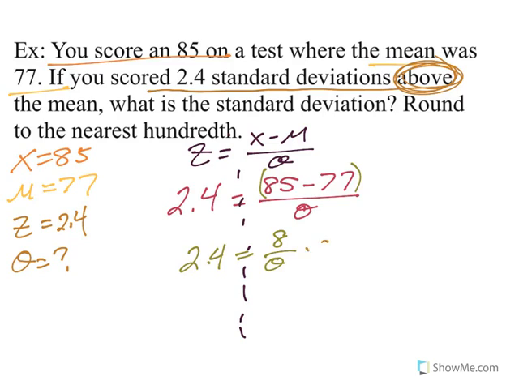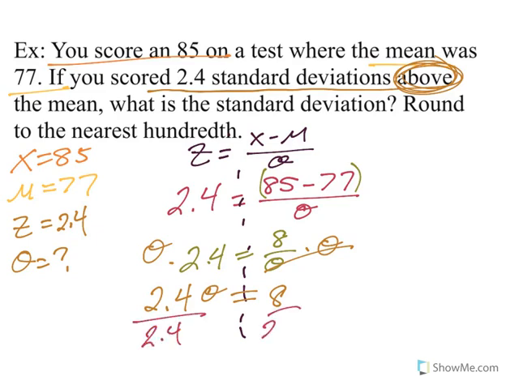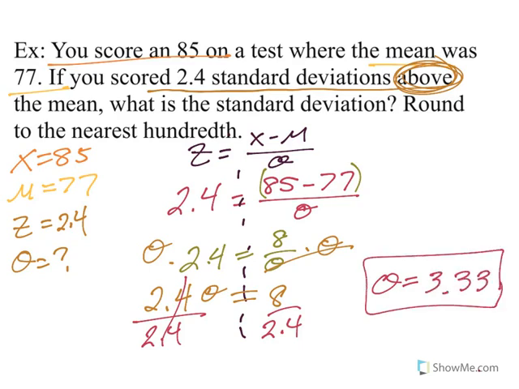So now I can go ahead and multiply both sides by sigma. We're going to get rid of the fraction. So 8 equals 2.4 sigma. And then divide both sides by 2.4 to isolate the variable sigma. And 8 divided by 2.4 is 3.33, rounded to the nearest hundredth. So that would be my standard deviation. So manipulating equations is definitely the key to finding the standard deviation in the normal distribution with the z-score formula.